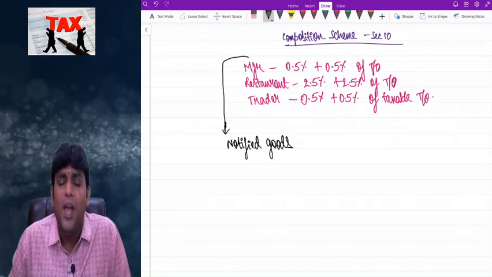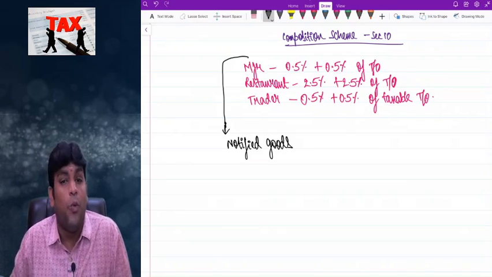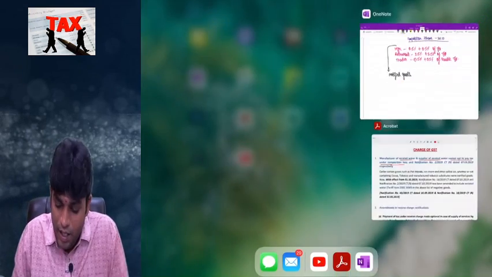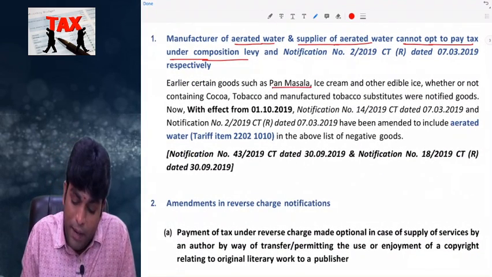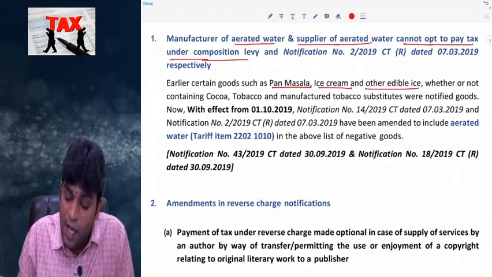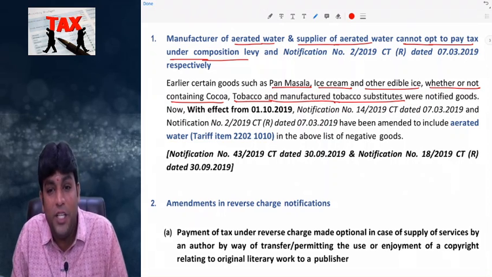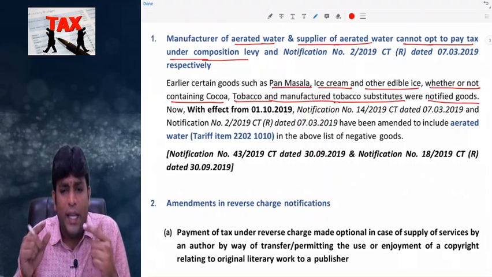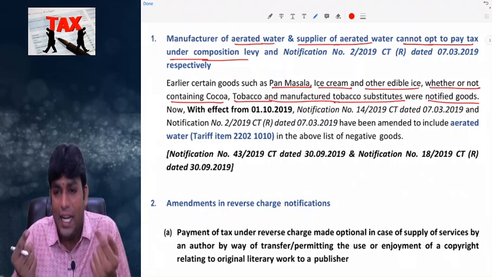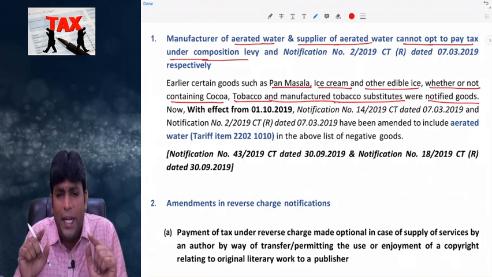Aerated water is nothing but cool drinks which has got gaseous substance. For example, Sprite, Coke, Thumbs Up. We treat all this as aerated waters. Come on. Going back to the concept, read now. Earlier, certain goods such as pan masala, ice cream and other edible ice, whether or not containing cocoa, tobacco and manufactured tobacco substitutes were notified goods. That means what? Manufacturer of these goods were not eligible to opt for composition scheme, and supplier of these goods was not eligible to go for notification number 2 by 2019.